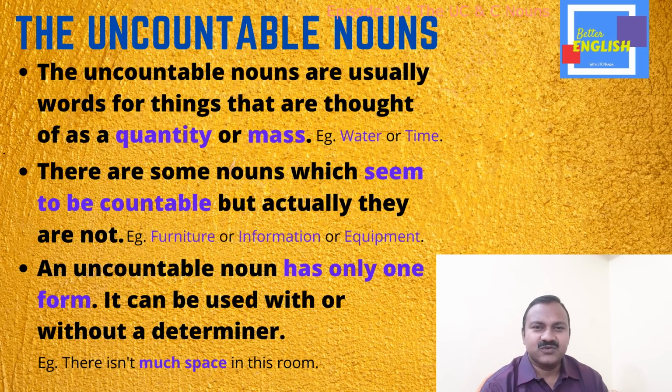So 3 things you must remember. 1. Uncountable nouns are mass or quantity. Some uncountable nouns may seem to be countable, but they are actually not. And thirdly, the uncountable nouns have only one form.